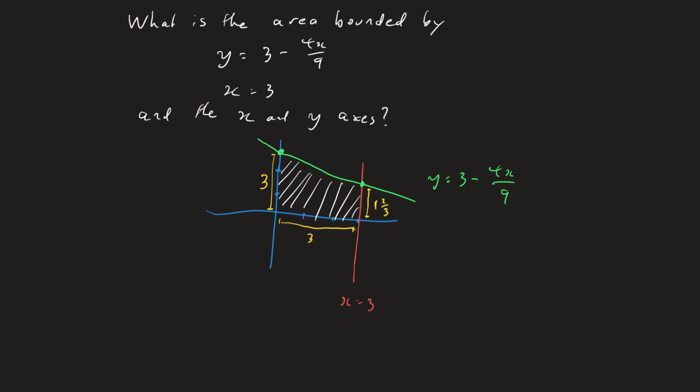X equals 3 is simply a vertical line passing through the x equals 3 spot here. And the x-axis is this one here, and the y-axis is this one here. So we're asked to find the area inside here. We will solve this in two ways. The first method recognizes that this is a trapezium, or equivalently it's a rectangle plus a triangle, and method 2 will solve it using integral calculus.